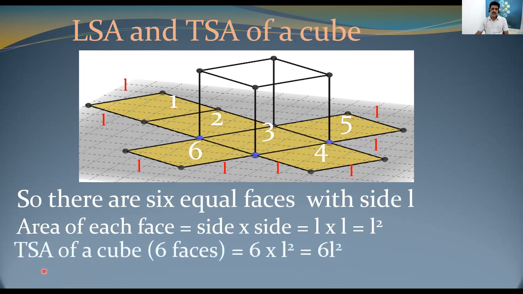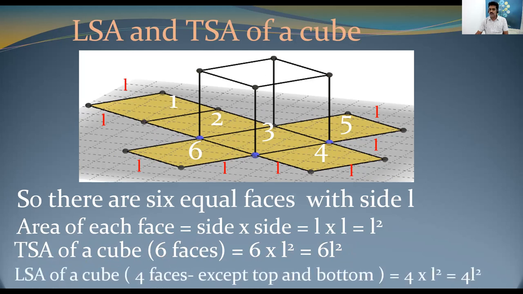So, total surface area of a cube. TSA of a cube: since total surface area means there are six faces, and each face is L square, that is why 6 into L square, 6L square. There are six faces.